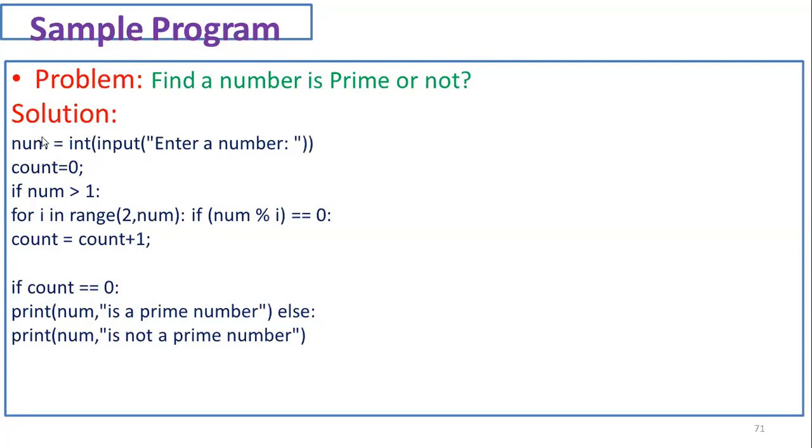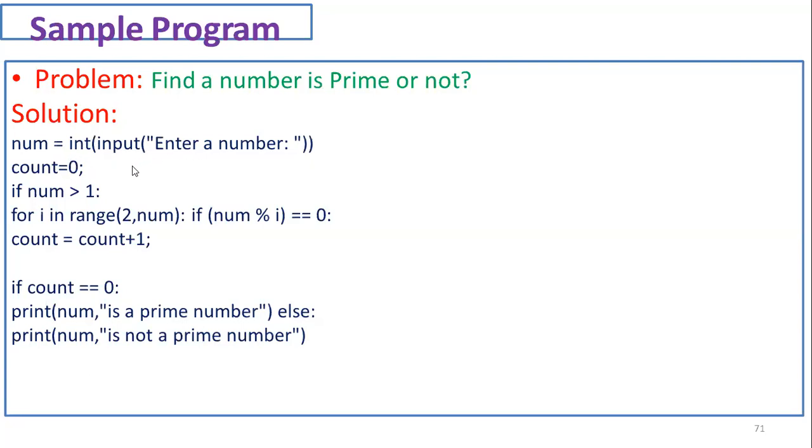What is num? This is a variable. Equal is an assignment operator. Int input. What is int? It is typecasting. If you are getting a value by using input, it is a string type. What does int do? It is typecasting, meaning from string to integer it will convert. If you write float, from string it will convert into a float. So when you write int or float before input, that is typecasting from one type to another.